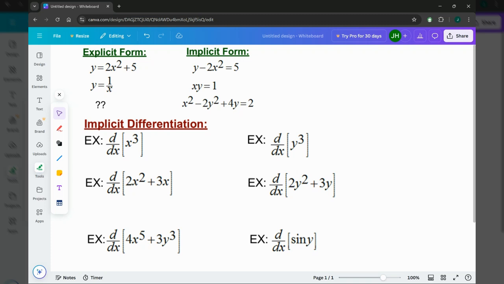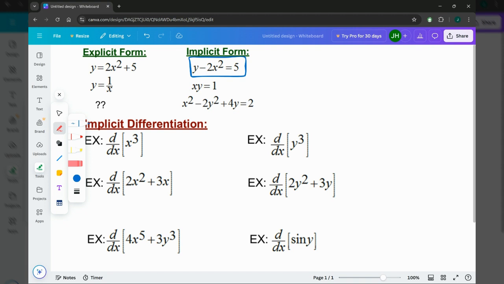We're going to talk about implicit differentiation. And to talk about implicit differentiation, the first thing we have to do is talk about the difference between explicit form and implicit form. This first equation right here, y minus 2x squared equals 5, you should notice that is not solved for a particular variable. It's not solved for y. It's not solved for x.